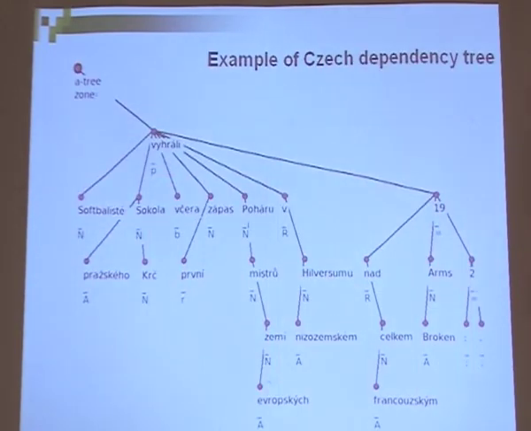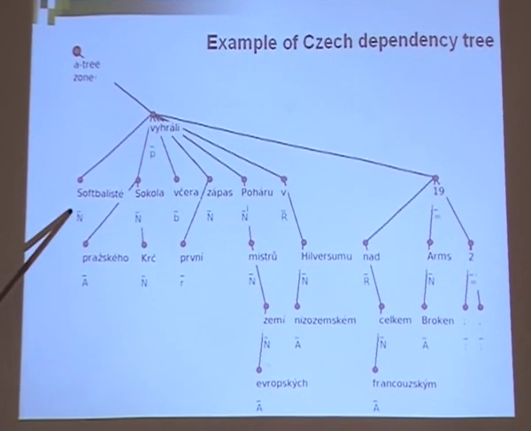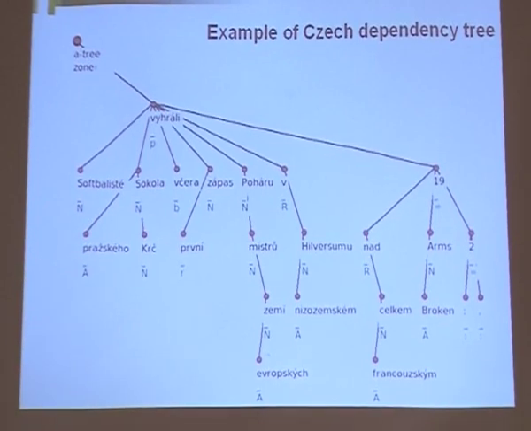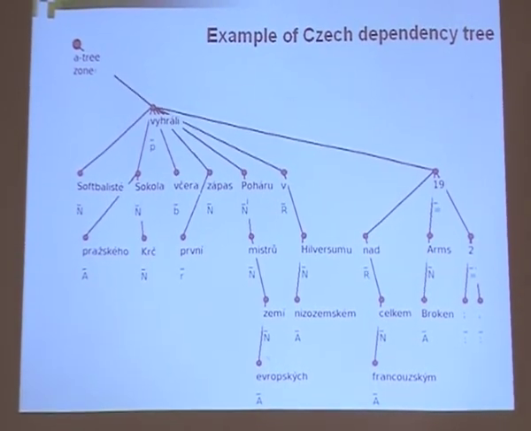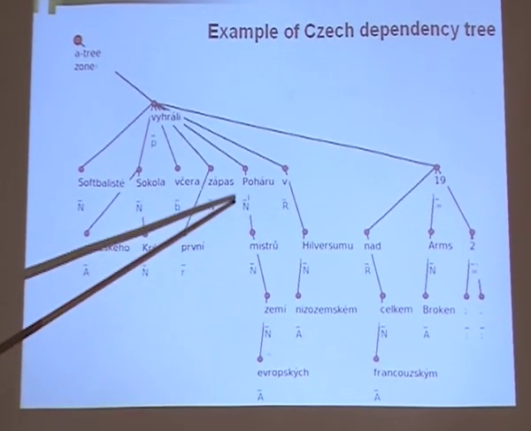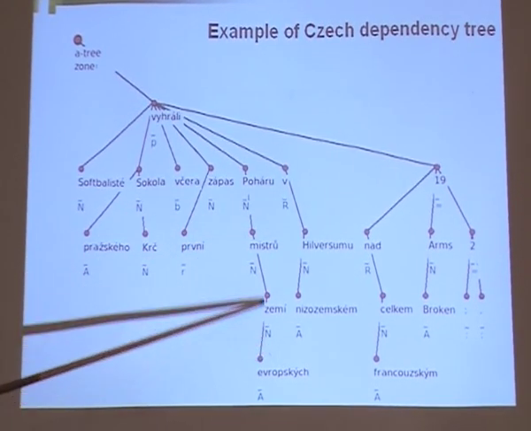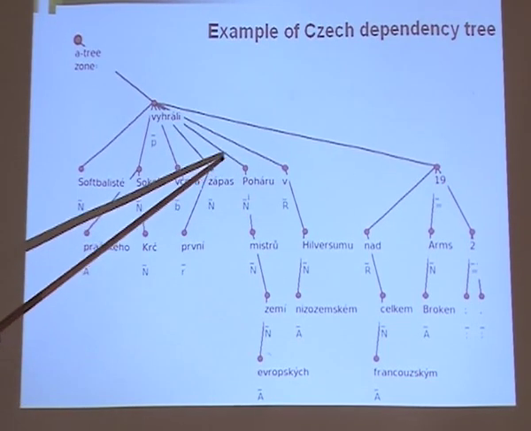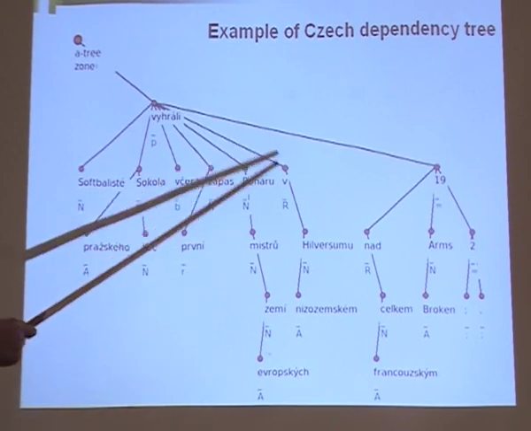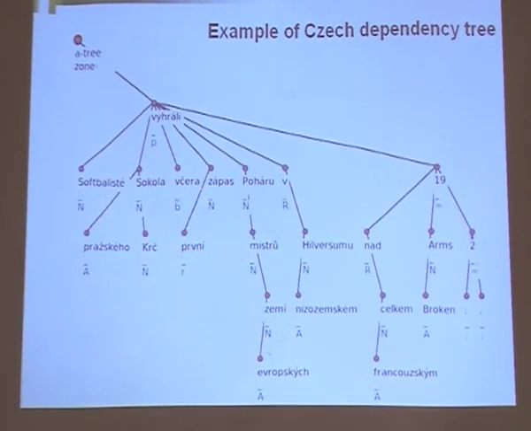So here are some examples of how the output looks for Czech trees. In this parser, we used only the part-of-speech tags, not the word forms, and you can see there are mistakes. For example, "poháru mistrů evropských zemí" should depend on "zápas", and "v nizozemském Hilversumu" should maybe also depend on "zápas".